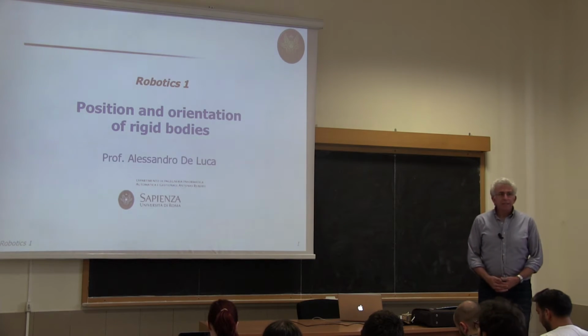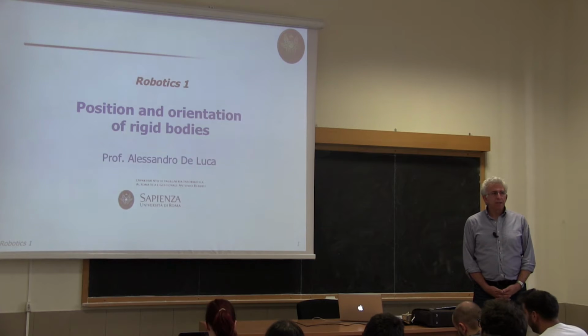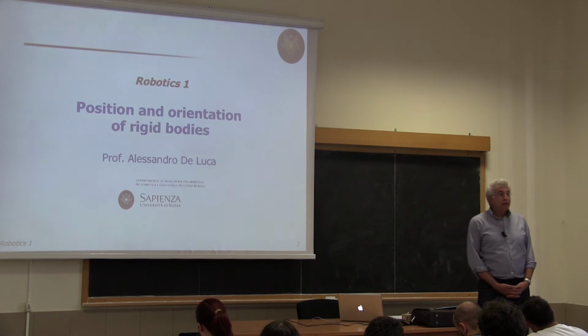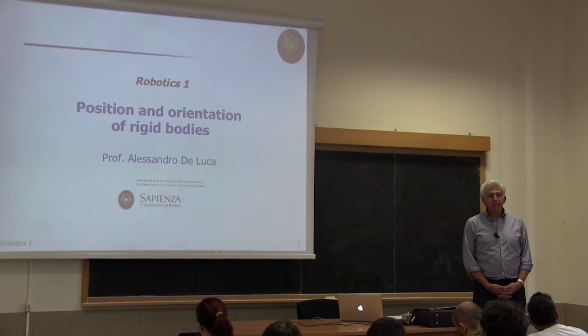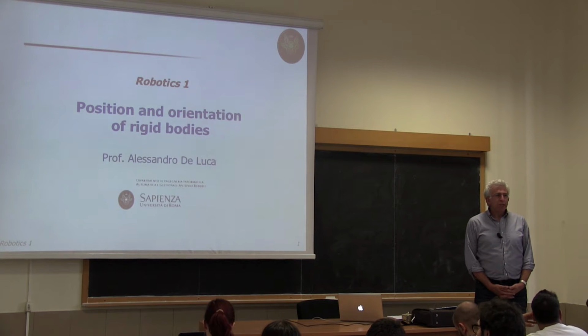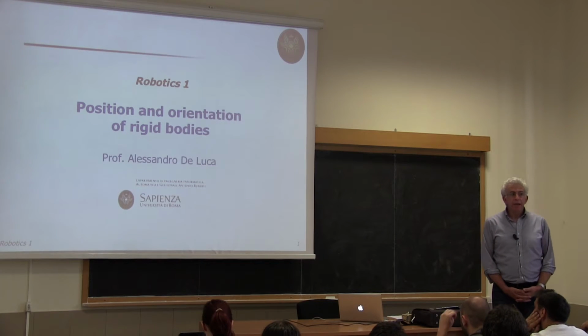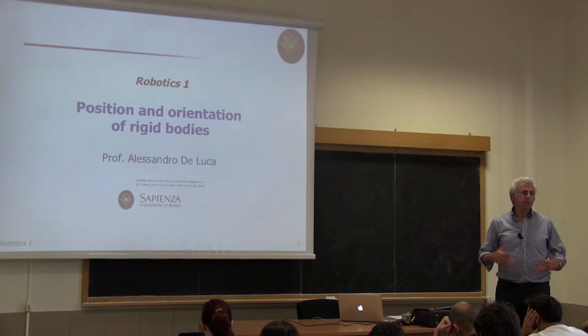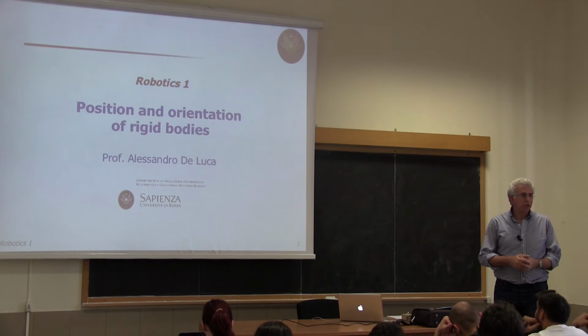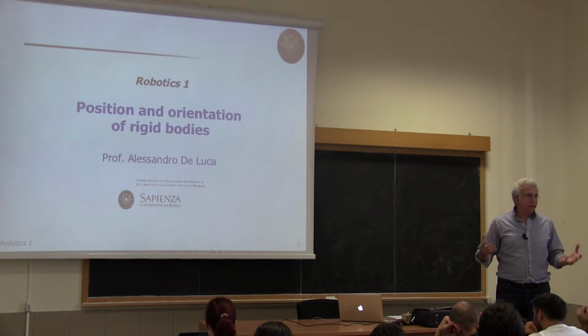Now we will start seeing some mathematics connected to the description of geometry and motion of robot manipulators. Since we have already mentioned that our robot manipulator will be a chain of rigid bodies connected by joints, we will start today with overviewing the ways in which we can describe position and orientation of a rigid body in space.